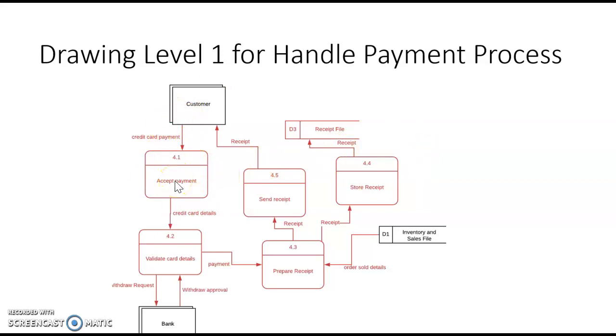Okay, so what did I do briefly? Accept payment, and then send this credit card details to validate it by withdraw request and approve. Then take this payment details along with the order details to prepare a receipt, store the receipt into a data store, and then send the receipt to the customer.